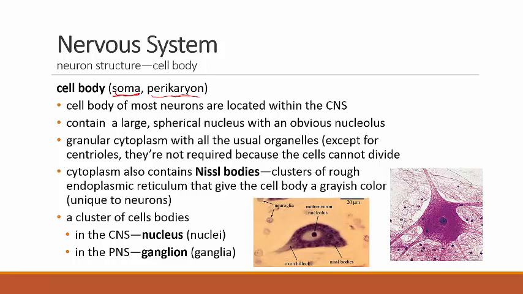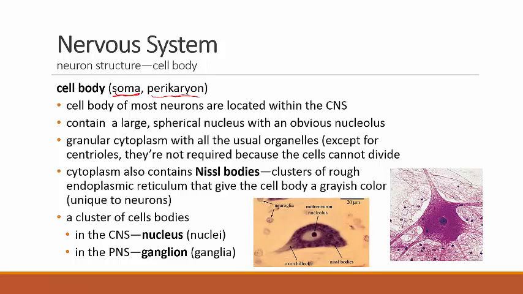The cytoplasm also contains what are referred to as Nissl bodies. These are clusters of rough ER, and they give the cell body a grayish color. So when we talk about the gray matter of the brain, for instance, it's the Nissl bodies that are providing that gray coloration.